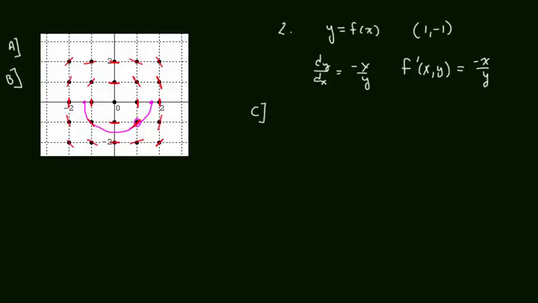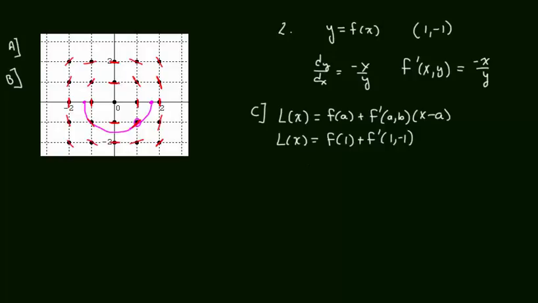Part C wants the linear approximation. Now the linear approximation is going to be slightly different because the slope will depend on an x and a y. So we'll write this as generically f of a plus f prime of a and b times x minus a. That's the equation of the tangent line. So L of x is equal to here f of 1 plus f prime of 1, -1 times x minus 1. Let's keep filling in specifics. So this is going to be -1 plus, now the slope at 1, -1 will be +1, times x minus 1. There's the equation. I just want to write it without that coefficient. So that's the equation of the line tangent, the linearization.